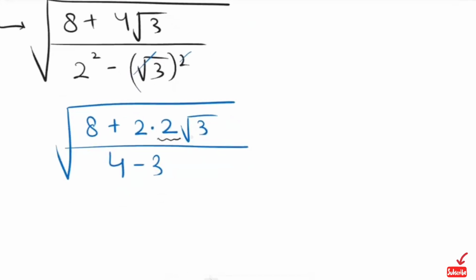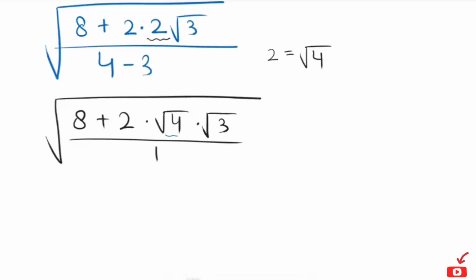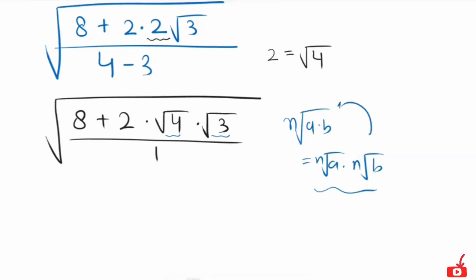Now, in replacement of this 2, I am going to write 2 equals root 4. So I write 8 plus 2 times root 4 times root 3 over 1. This is under the root. Now I am going to take both of these numbers within the root. Here I am going to follow the radical property: the nth root of a times b equals the nth root of a times the nth root of b. So I am going to change it in this form.